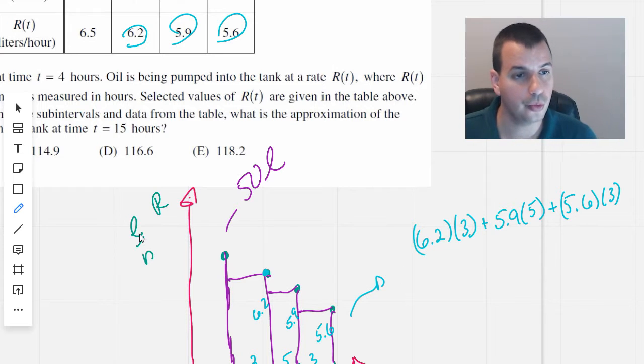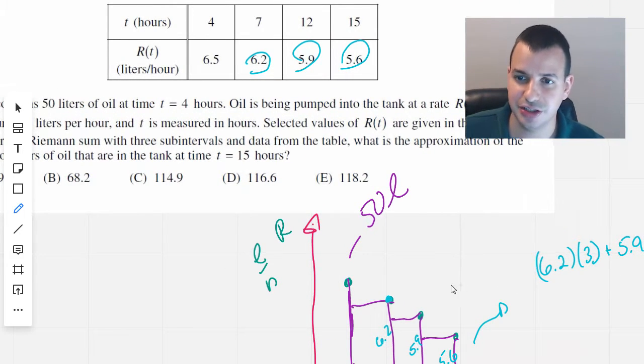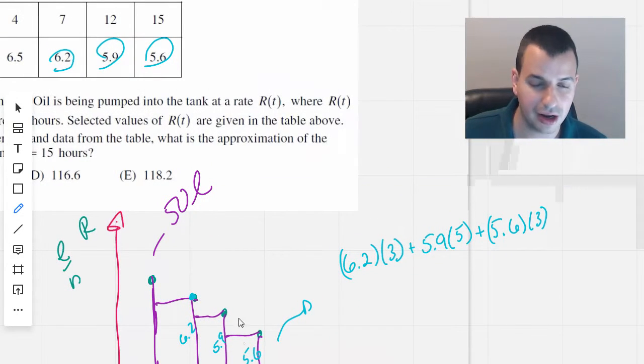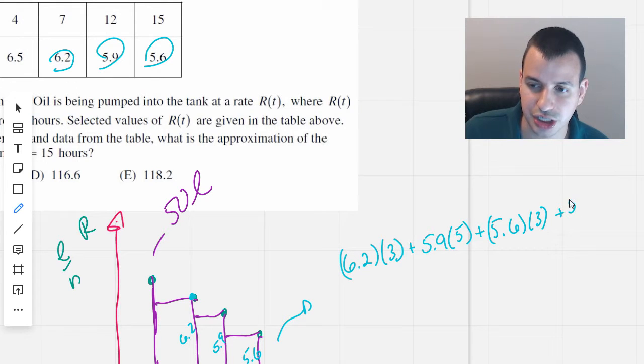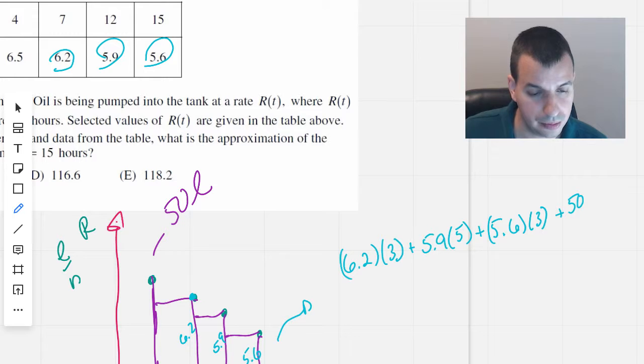Now, they also gave us the point of data that we started off with 50 liters of oil. What we're calculating here is just the change in oil, so we're going to have to add in our initial condition of 50. So bring out our calculator.